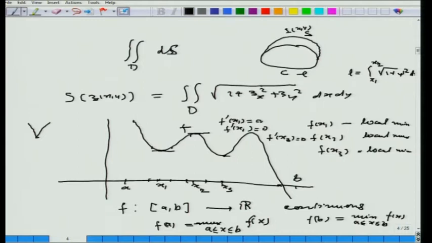So, at those points we will check whether these are candidates for local minimum or local maximum, and then we go for higher order derivatives and other tests to check whether we have a minimum or maximum at those points.